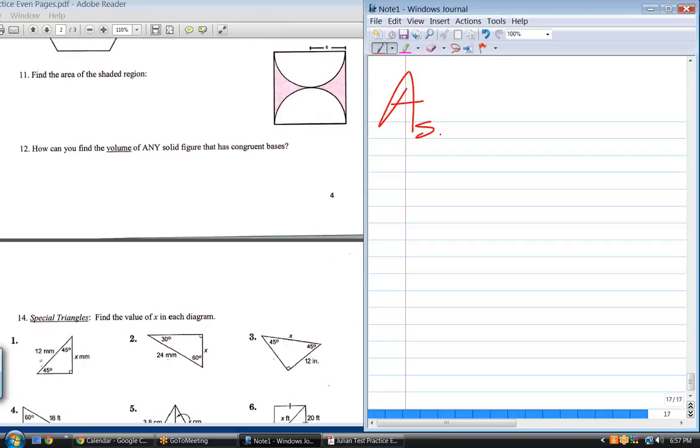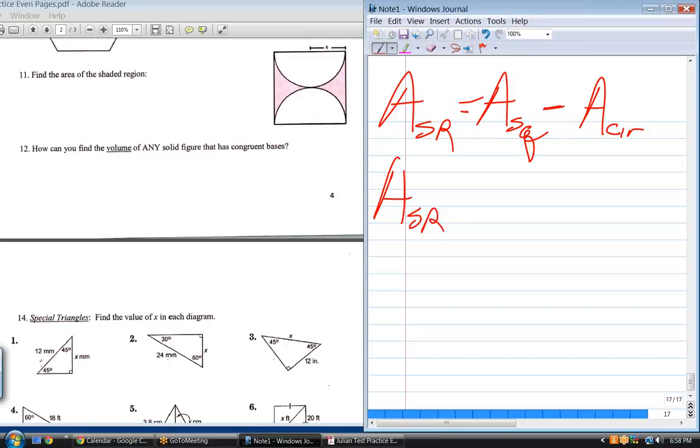The area of the shaded region is equal to the area of the square minus what? What are those two things right there? Half circles? So together they make a circle. Yeah. So I could say 2 semicircles or just the area of the circle. Okay. And we have all the information we need. So the area of the shaded region, what was the area of the square again? 144. What's the area of the circle?